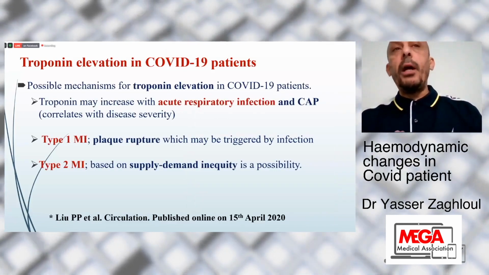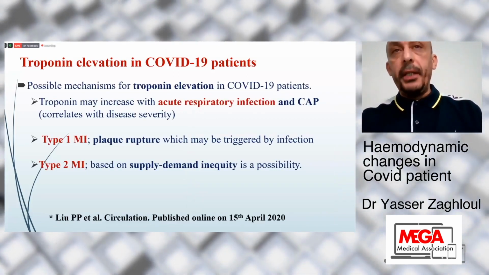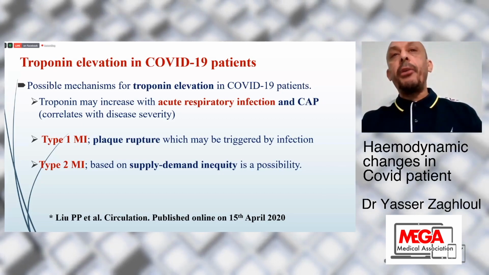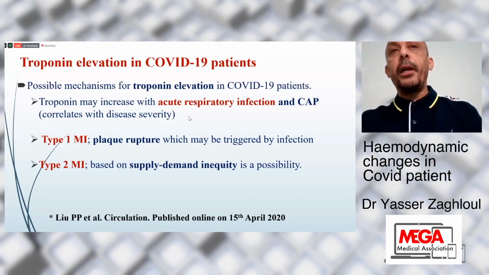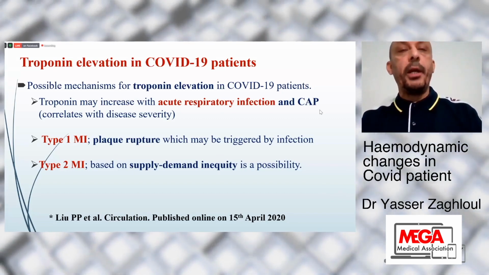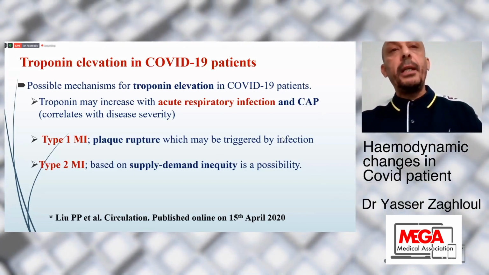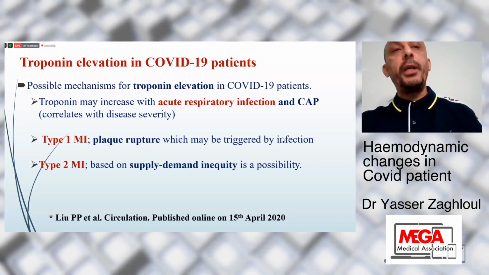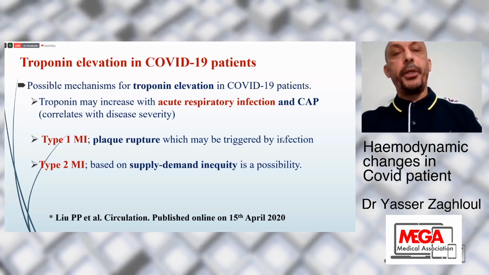It is very common to have an increase of troponin in COVID-19 patients, but actually troponin can be increased in acute respiratory infection and in patients with pneumonia as well. And the more severe the infection or the pneumonia, the higher the level of troponin.